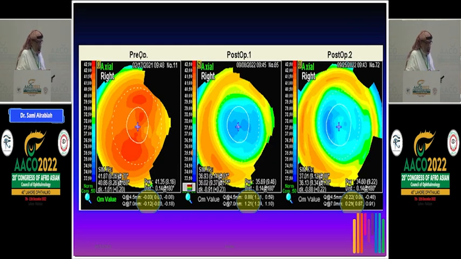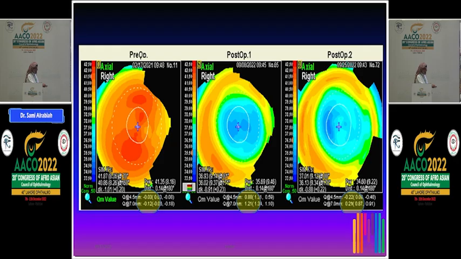Again, look at this one. First, second, this is before. He was 41, reduced to 35, so this is 6 diopters here. And then here, 44, so there is another 1 diopter. So from 41 to 44, 7 diopters on K, which means about 8 diopters on refraction. So you corrected 8 diopters on refraction. Excellent treatment zone, excellent treatment zone.